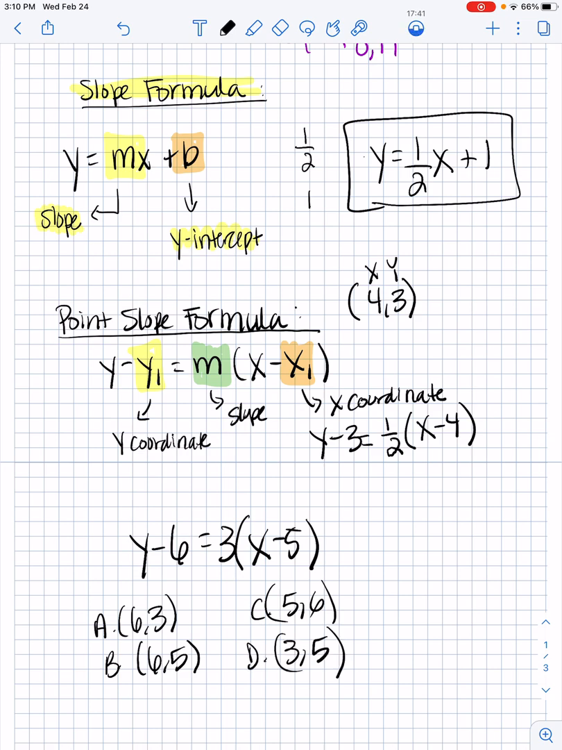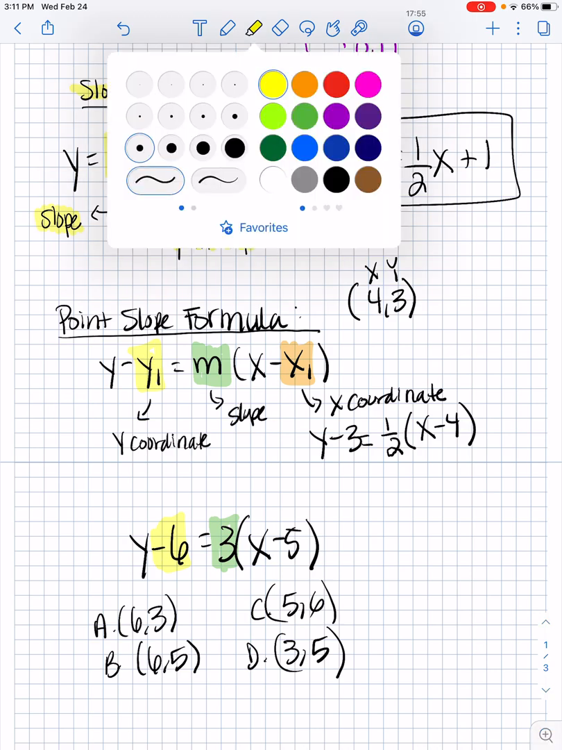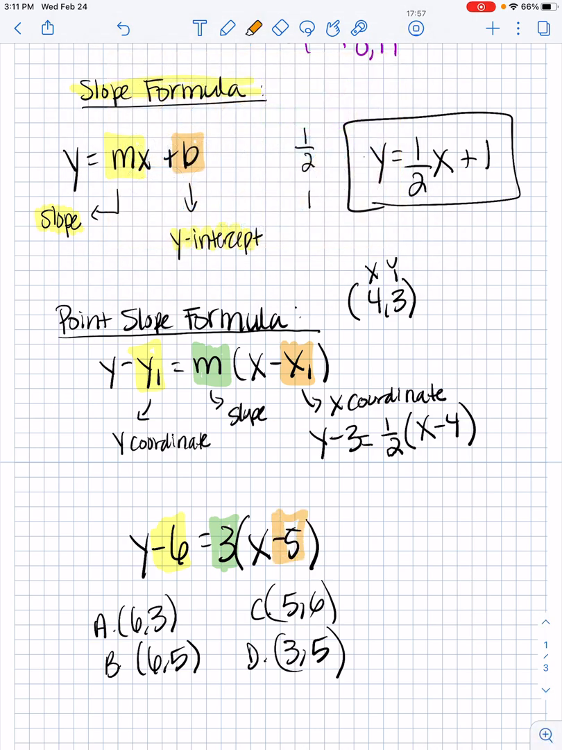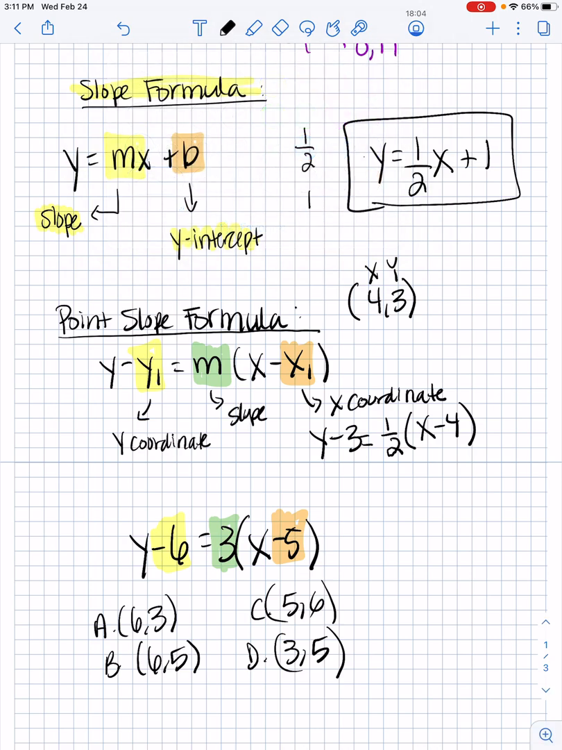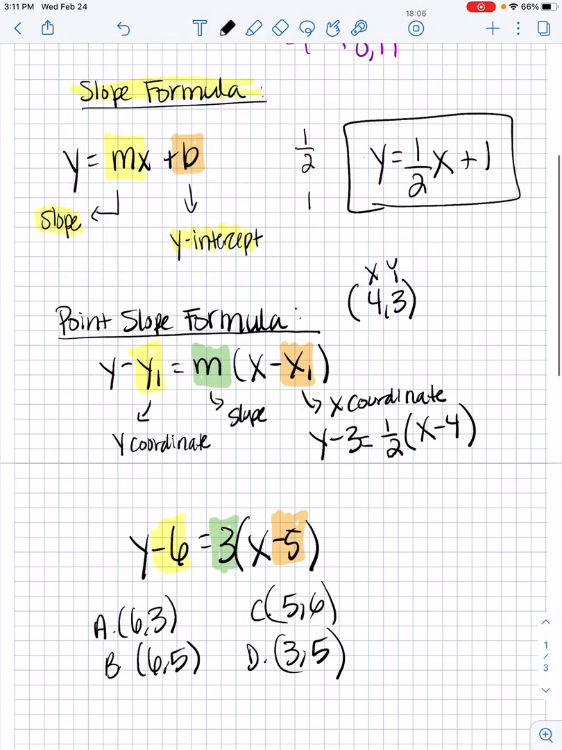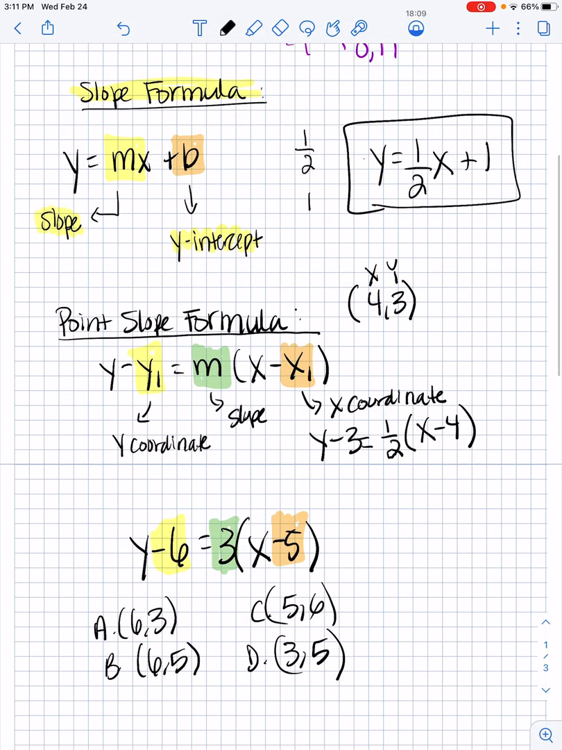So you have to, like we just went over, use the parts of the point slope formula. These are our numbers. Make sure you keep them organized. Okay, so we know that the orange is our x coordinate, the yellow is our y coordinate, and the green, the m, is our slope. So if you're trying to figure out points, then you don't need to know the slope. So right now you have a 6 and a 5.